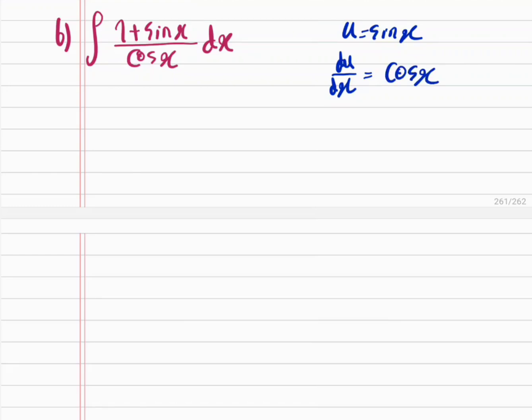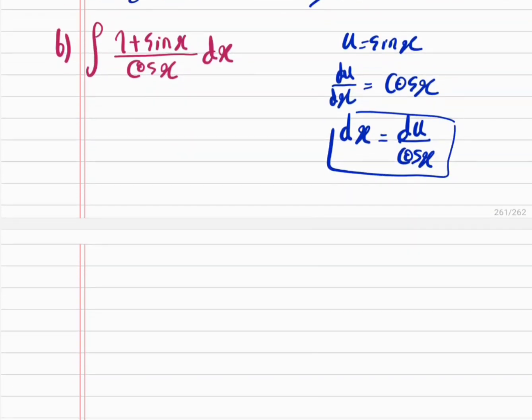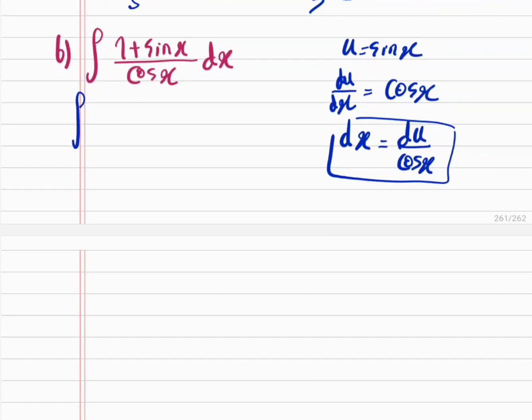Then we need to rearrange this and make dx the subject, because we want to substitute whatever we get into dx. If we make dx the subject, then we'll have du over cos x. At the same time, we also substitute u whenever we see sine x in the fraction. So here we have sine x above, so we just write down 1 plus u instead of 1 plus sine x.